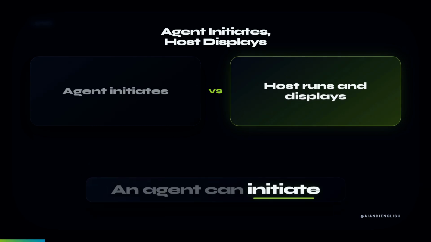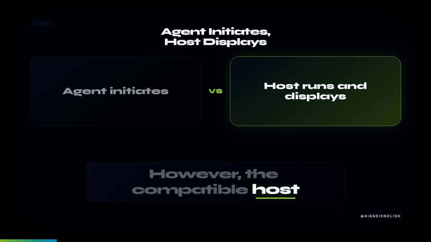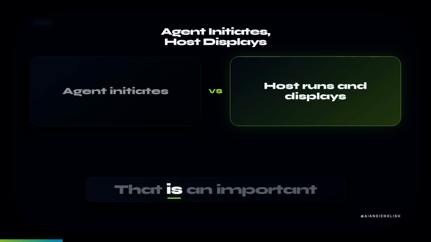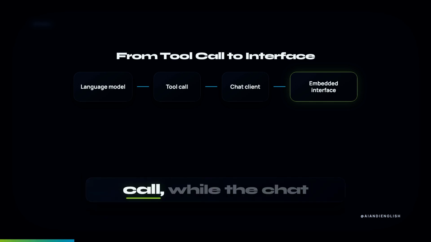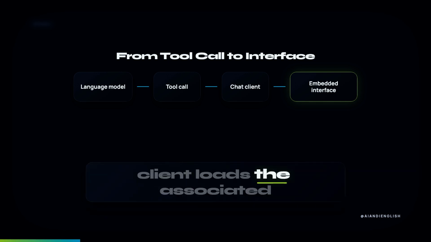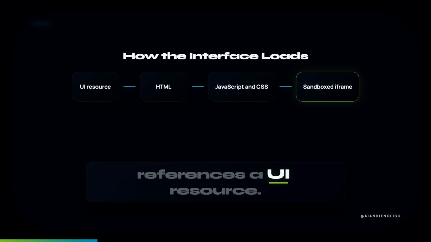An agent can initiate interactive forms, charts, and dashboards in the chat. However, the compatible host runs and displays them. That is an important distinction. The language model selects an appropriate tool call, while the chat client loads the associated interface and embeds it in a controlled manner.